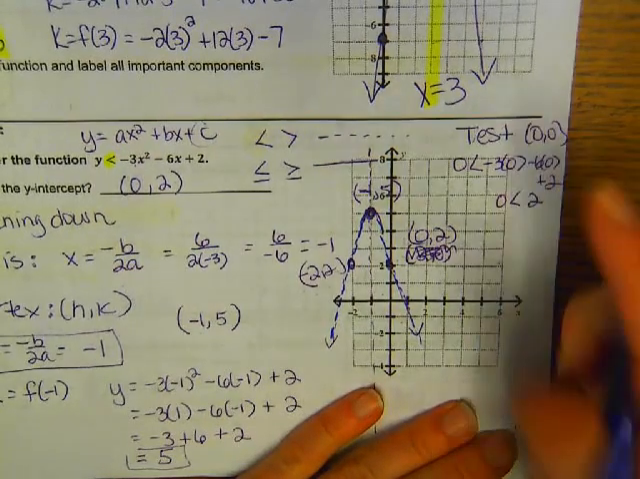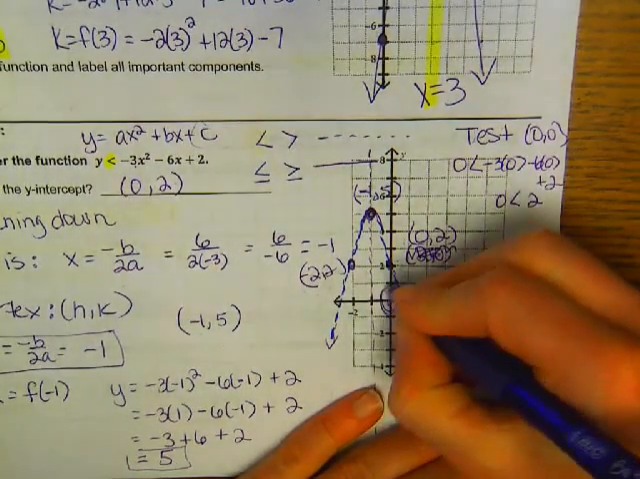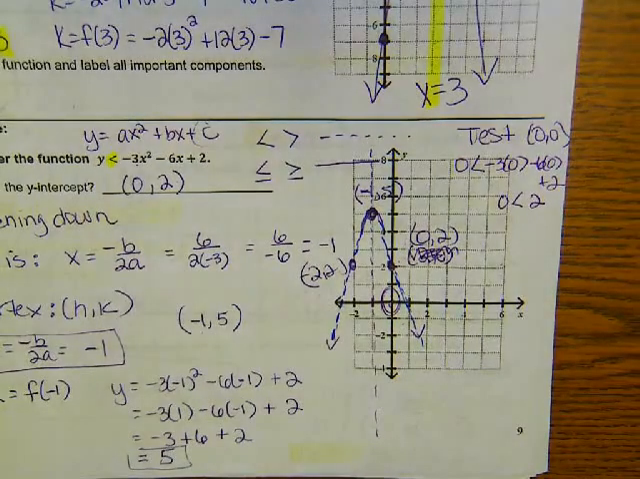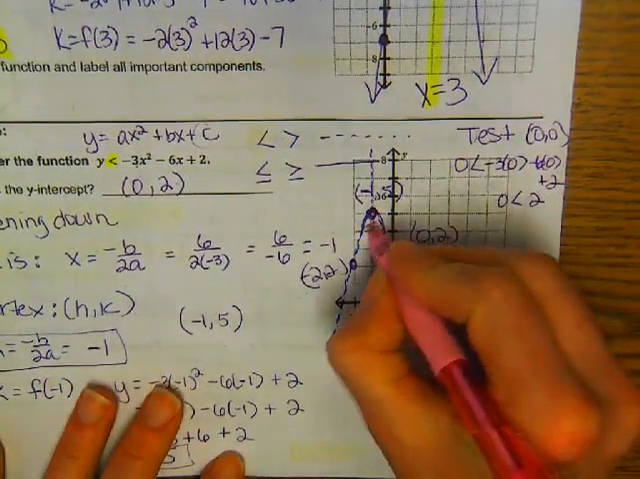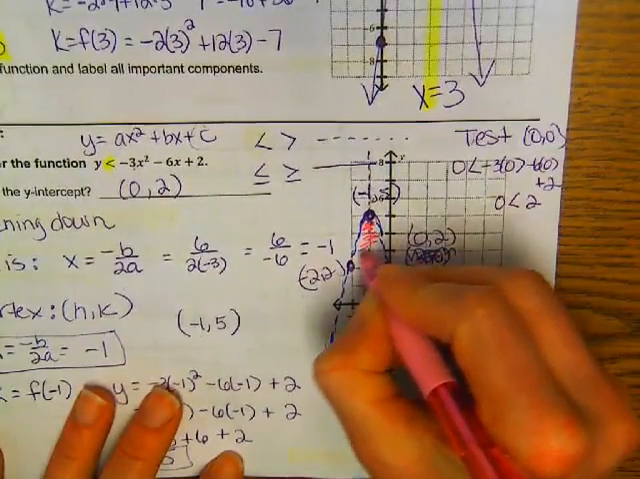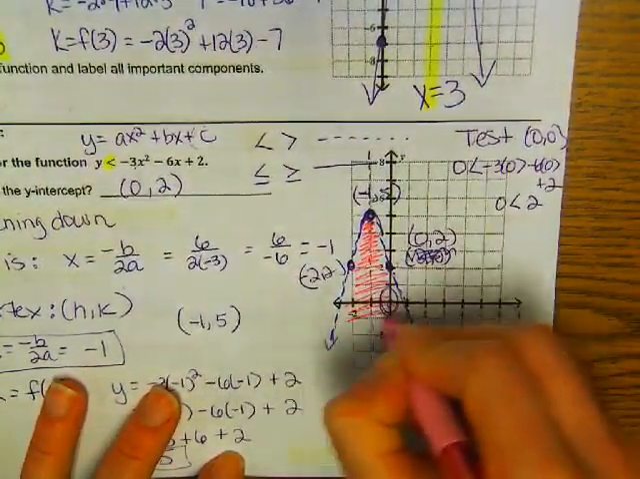So here's my test point. I am in the correct region for shading because it made my inequality true. So I am then going to shade inside that parabola.